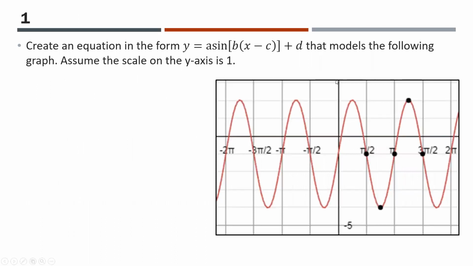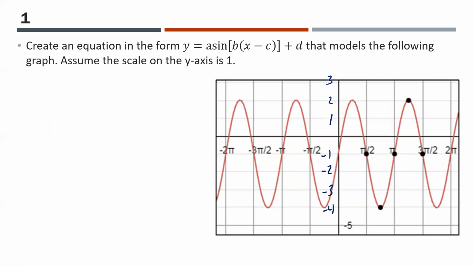So first question here: create an equation in the form that models the following graph. Assume the scale on the y-axis is 1. So in other words, we're saying that this is 1, 2, 3, -1, -2, -3, -4, -5, right? I want you to pause the video here. I want you to give this one a try on your own, and then I'll go over it in a second. All right, so now I'll go over this one.